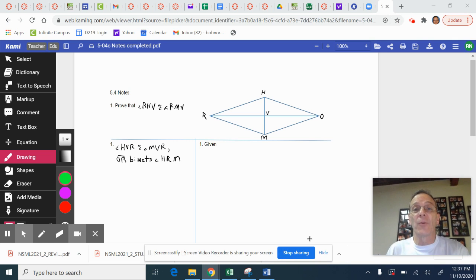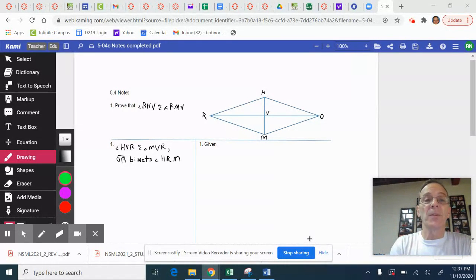Lesson 5.4, the proofs get longer, but they don't get harder. Let's say that again. They get longer, more steps, but they don't get harder. We have no new reasons to add to the list. They don't get any more complicated. And I'm going to say more about that as we go through this lesson.